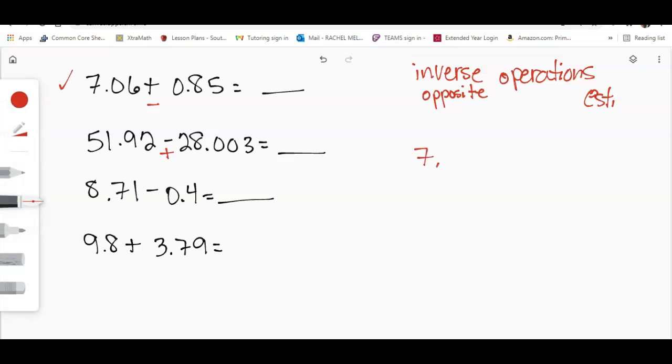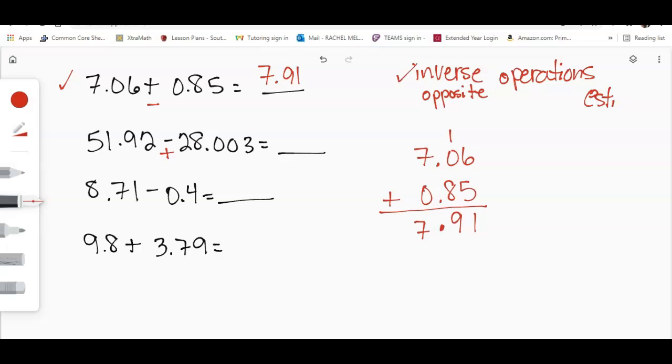So we have 7 6/100 plus 85/100. Notice I lined them up. I do not need to put any placeholders because they're all the same place value. So now I just add. 6 plus 5 is 11. 1 plus 8 is 9. 7 plus 0 is 7. So I say my answer is 7 91/100.